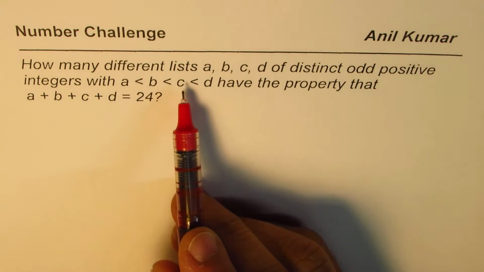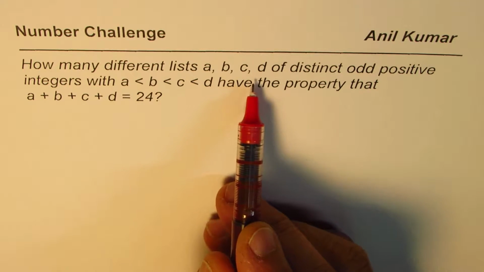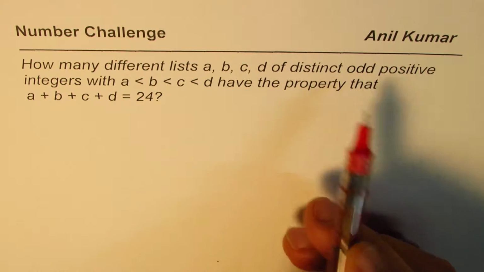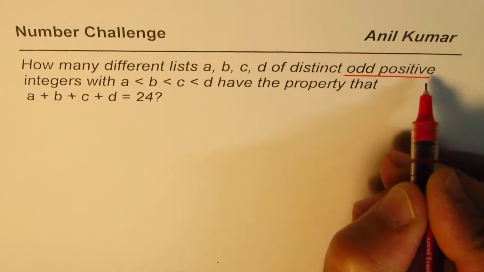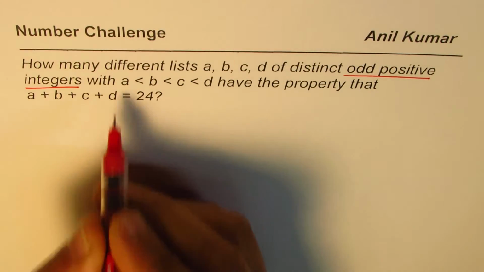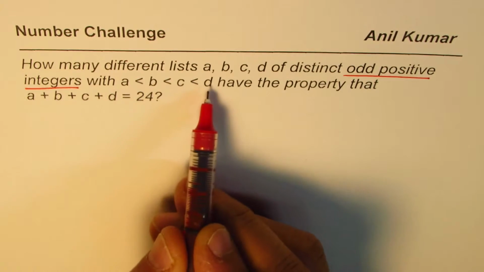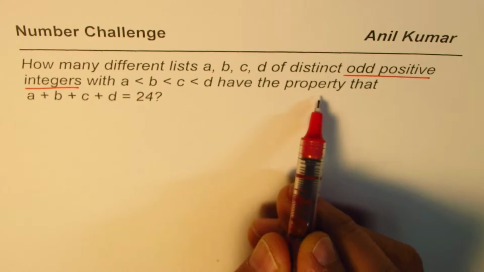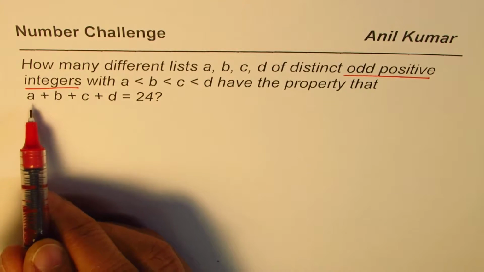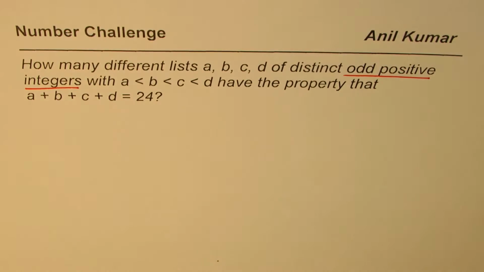Here is a very good question on numbers. How many different lists A, B, C, and D of distinct odd positive integers, with A less than B less than C less than D, that means increasing order, have the property that the sum of A, B, C, and D is 24? So that's the question for you. Read the question properly, pause the video, try to answer, and then look into my suggestions.